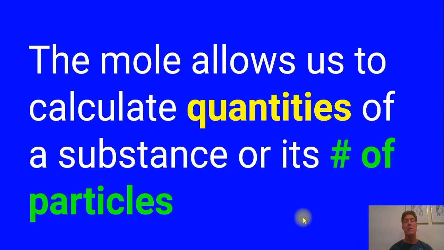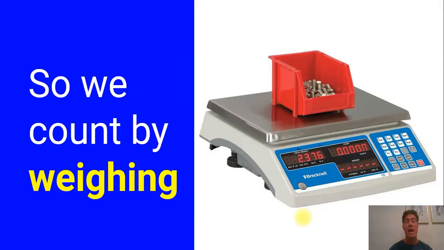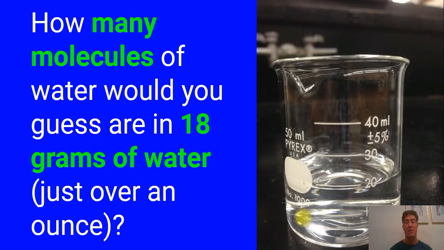So the mole allows us to calculate quantities of a substance or its number of particles. Atoms and molecules are inconceivably tiny. They are way too small to count directly. They're way too small to even see, even with the most powerful microscopes. So we count them by weighing. So we can get the number of particles by weight.